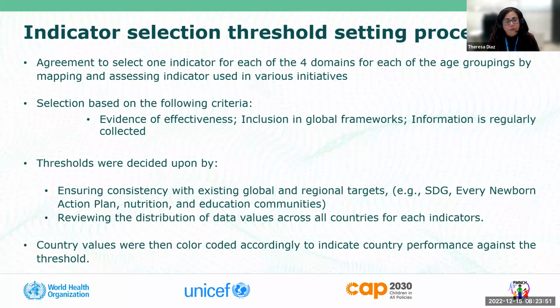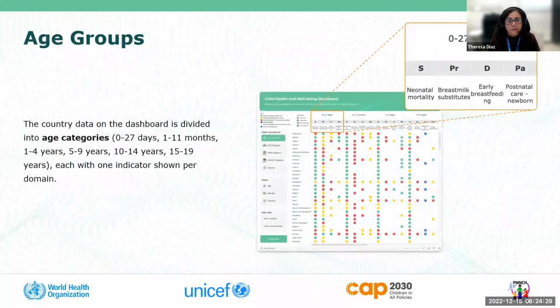But then we had to set a threshold. So how are we going to label something? Red is not on track, yellow is in the middle, and green is right on track. What we did is we assured consistency with existing global and regional targets. For example, for the SDGs, many of them have targets, and we just used those. And then we reviewed the distribution of data values across countries for each indicator. Country values were then color coded to indicate country performance against these thresholds. Next.